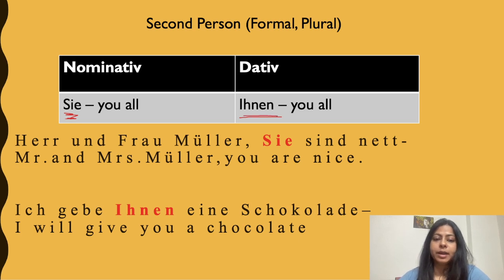So, Herr und Frau Müller, Sie sind nett. Mr. and Mrs. Müller, you are nice. Ich gebe Ihnen eine Schokolade. I will give you a chocolate. So, again here I will be capital, irrespective of where it's coming in the sentence.